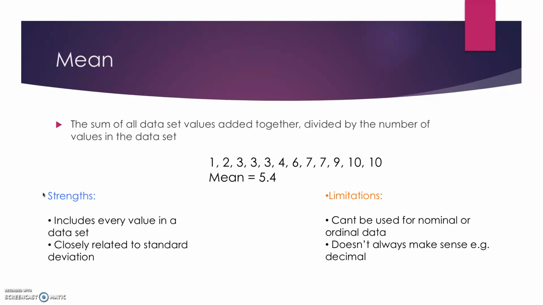Now, a strength of it is that it includes all the values in the dataset, even if there are outliers. Secondly, it's closely related to standard deviation, which is the most common measure of dispersion. However, a couple of limitations are that it can't be used for nominal or ordinal data, unlike the other central tendencies. Also, it doesn't always make sense. For example, it may have a decimal, which it does in the example here.